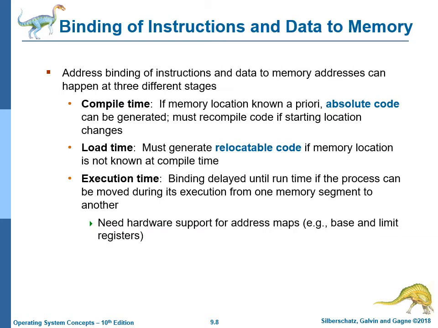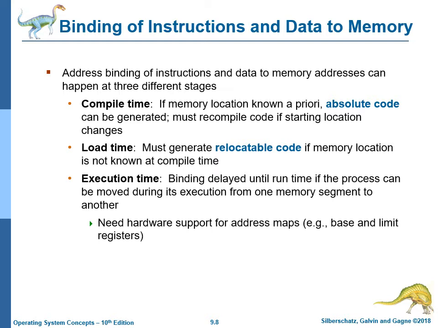Okay. So when the bind your address with your instruction and the data ke dalam memory, dia ada 3 stages. Okay, first stage is using a compilation time. Dalam compilation time, biasanya if memory location is known a priori, bila dia tahu kat mana dia nak berada di dalam memory, so dia akan generate the absolute code. Okay, so the memory must recompile the code if the starting location changes. Okay, so dia bind the address sama ada during a compilation time. Dalam compilation time, dia akan generate the absolute code.